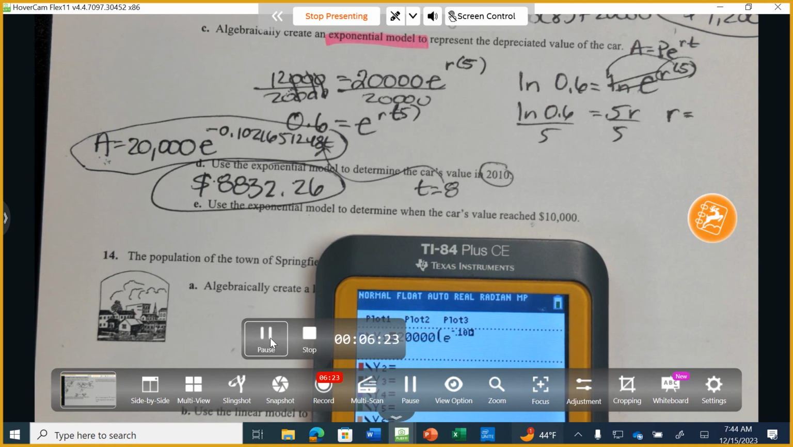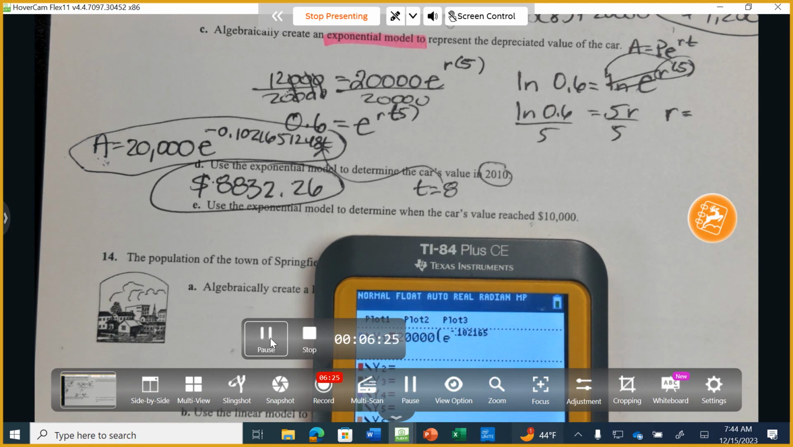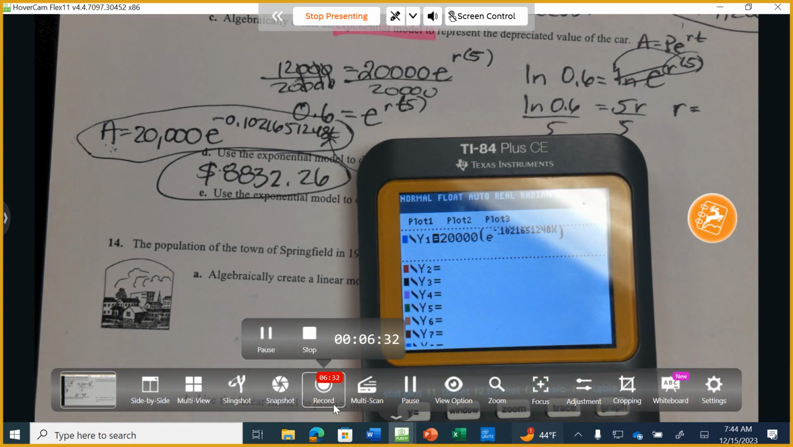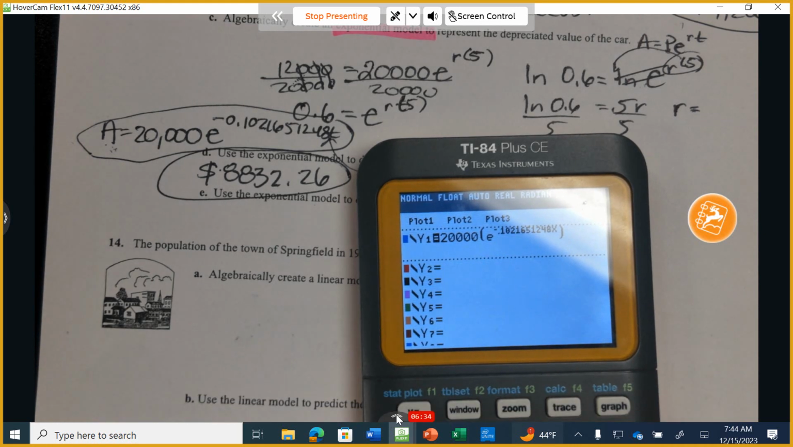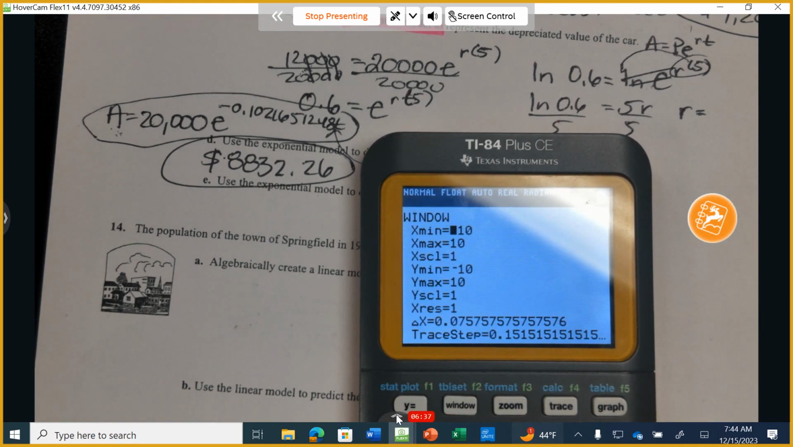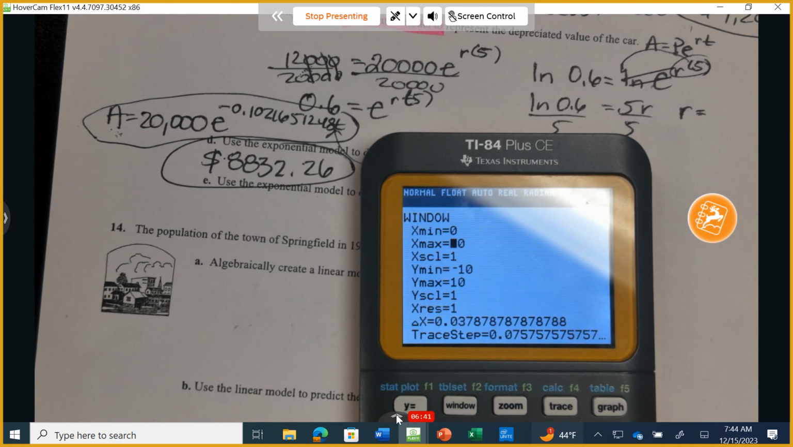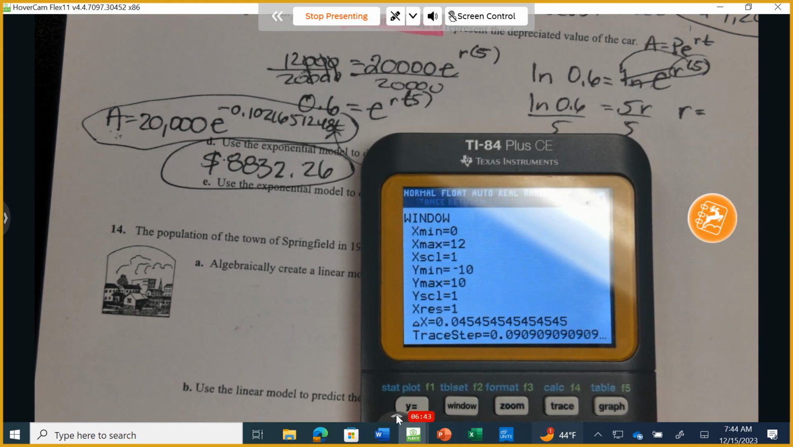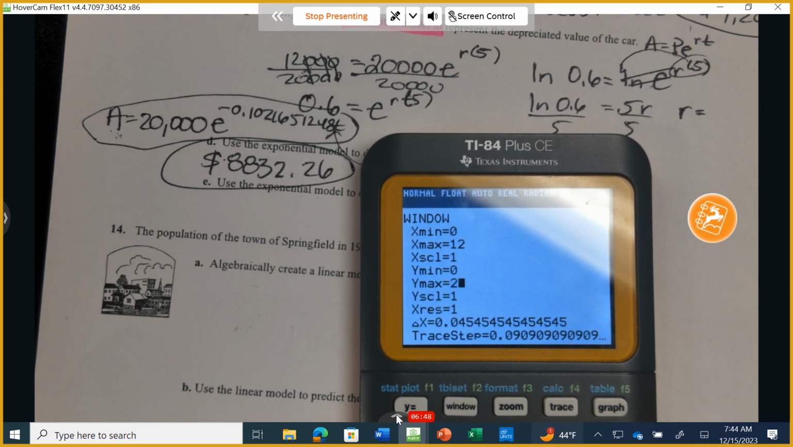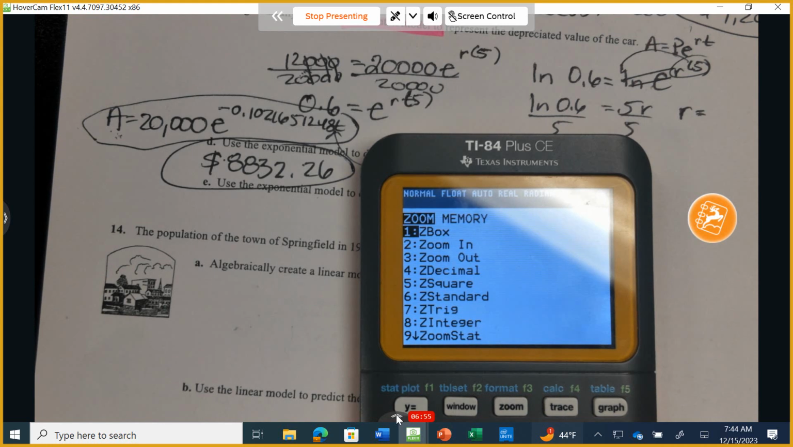Let's slow this down so I don't make any mistakes. I do need to adjust the window. Remember, your x talks about time, so think of it as referring to the t's. I'm going to go between 0 and maybe 12 to go up far enough. And my y's talk about value. At most, this is going to be 20,000. And we know that it's decreasing from that point. Okay, so I'm going to do a zoom fit to see what this looks like.